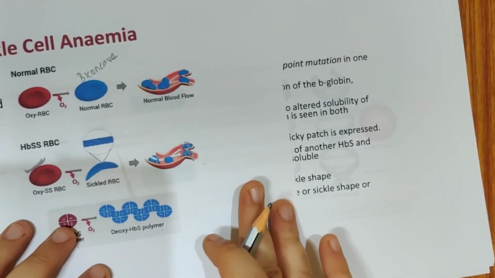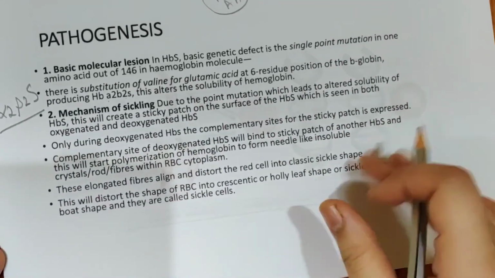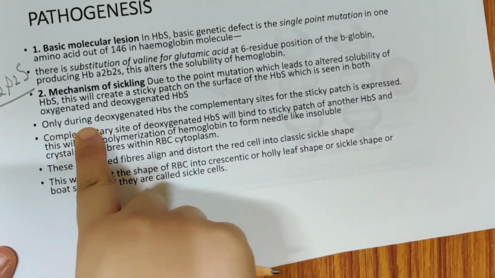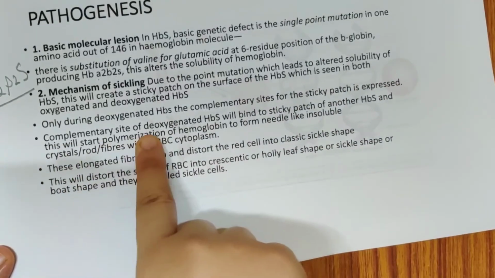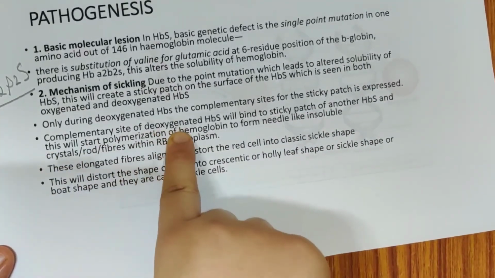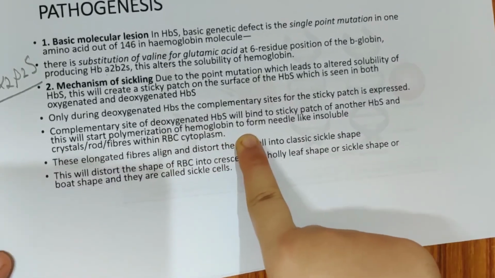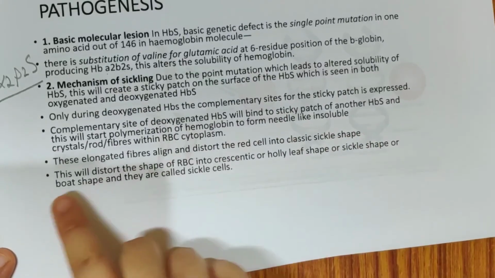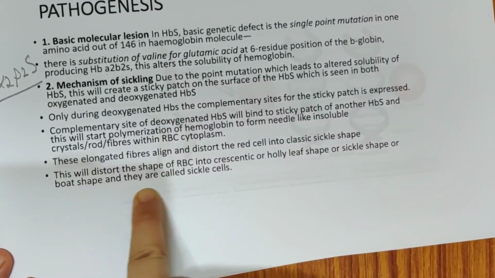This sticky side is present in both deoxygenated and oxygenated states. Only in deoxygenated HbS are the complementary sites for the sticky patches expressed. The complementary site of deoxygenated HbS will bind to sticky patches of other HbS molecules. This will start polymerization of hemoglobin to form needle-like insoluble crystals or rods of fibers within the RBC cytoplasm. These elongated fibers align and distort the red cells into the classic sickle shape, crescentic or holly leaf or boat shape. These are known as sickle cells.